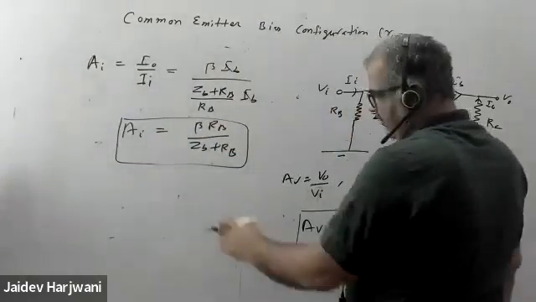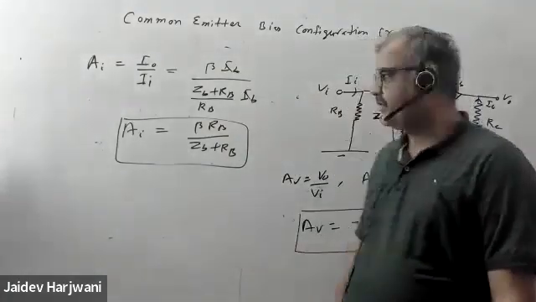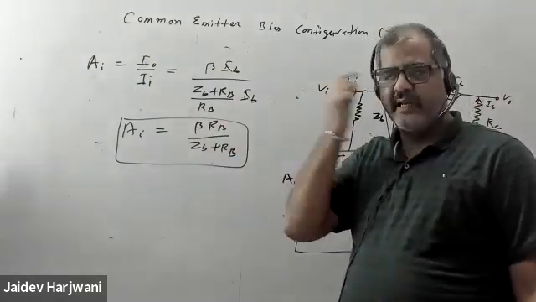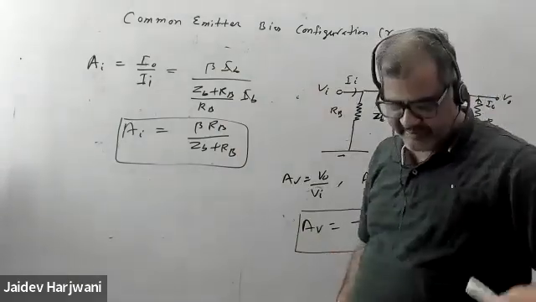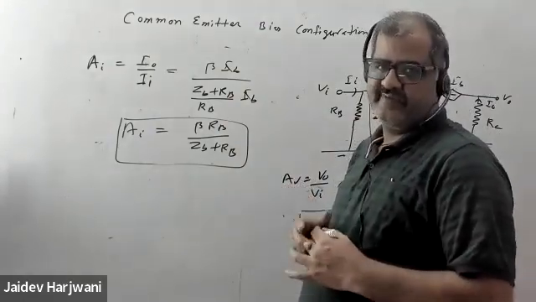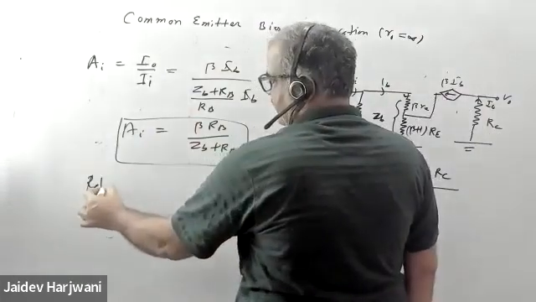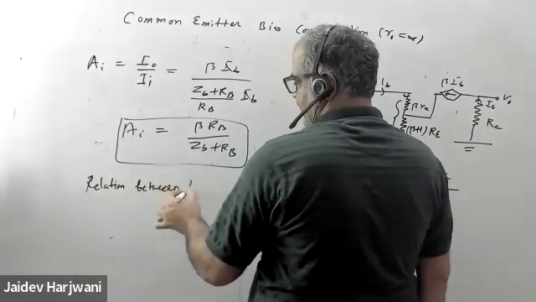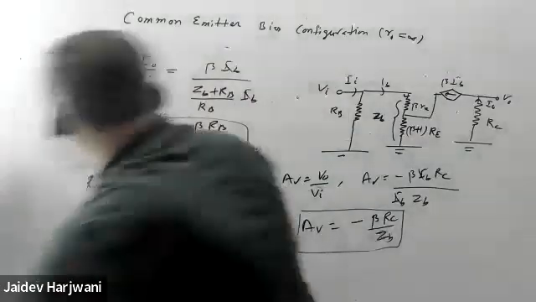Now I will give you one more simpler formula. Suppose in an amplifier circuit, sometimes you are not able to calculate this current gain, but you can calculate your voltage gain easily. So there is a simple approximate formula, which is always applicable. Are you getting it? There is a formula relating AI and AV that is always applicable. So what is the relation between AI and AV?